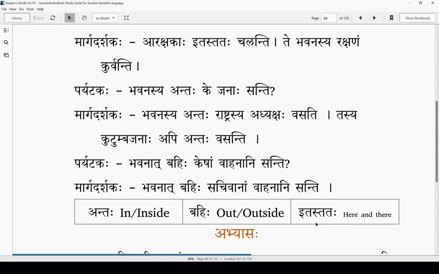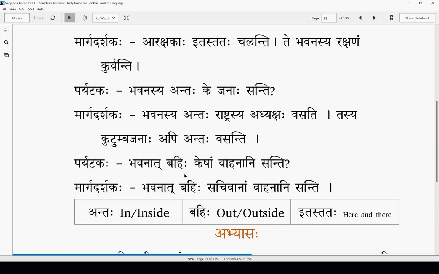Itastatah. Itaha tatah. Itaha means from here. Tataha means from there. But together it means like here and there. Bhavanasya antaha ke janaha santi, who are there inside? Bhavanasya antaha, inside the bhavanam or building, rashtrasya adhyakshah vasati. Rashtraadhyakshah. And tasya kutumba janaha api antaha vasanti. His family members. Antaha vasanti. Now when we say antaha, we can also ask kasya antaha. Inside what? Inside bhavana. Bhavanasya antaha vasanti.